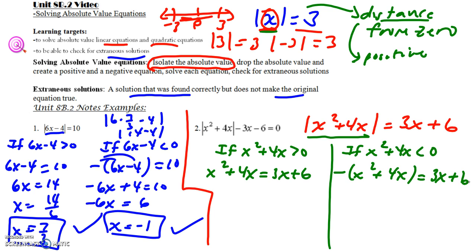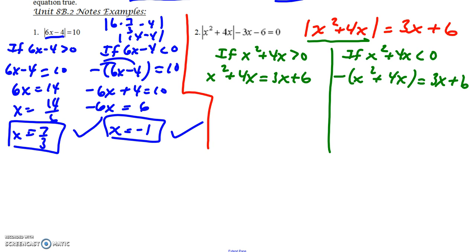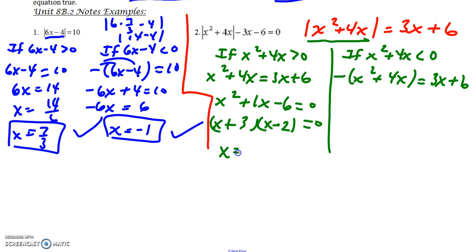So it looks like both of these we may have to factor. For this one, we moved everything to the other side. We get x squared plus 1x minus 6 equals 0. The two numbers that multiply to be negative 6 and combine to be 1 are plus 3 and minus 2. So two possible answers are negative 3 and 2 on this side.